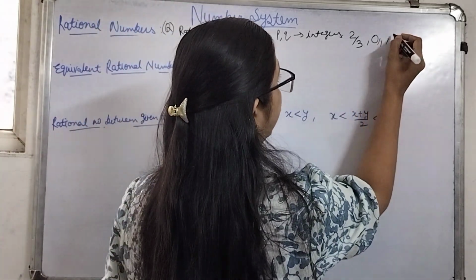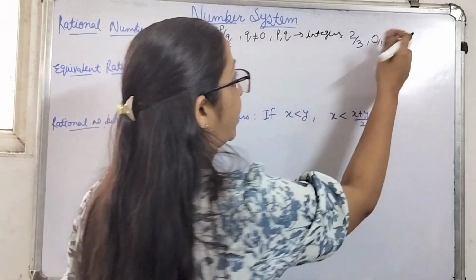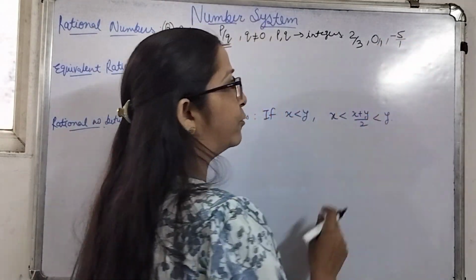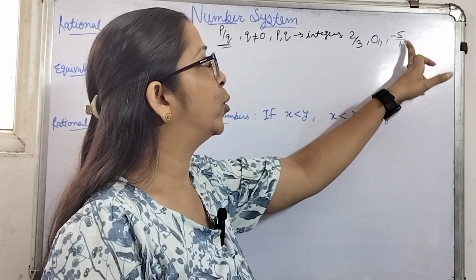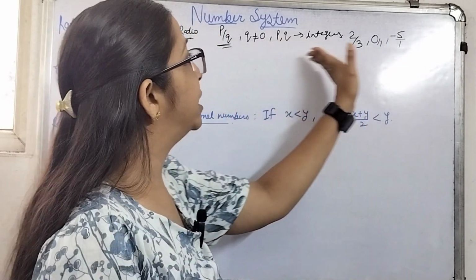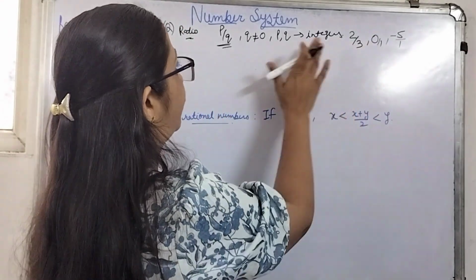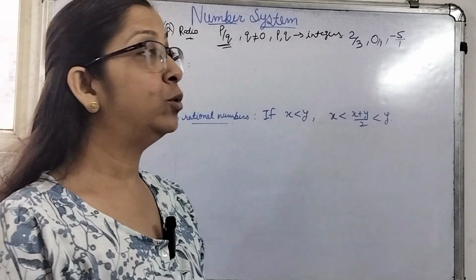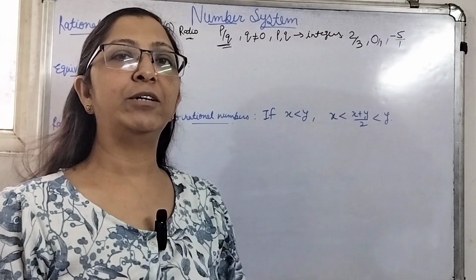Similarly, minus 5 is also a rational number. Minus 5 could be written as minus 5 over 1. So similarly over here, we can see that P and Q both are integers and Q is not equal to 0. So all these types of numbers are your rational numbers, which can be represented in the form of P upon Q, where P and Q could be any integers, but Q should not be equal to 0.